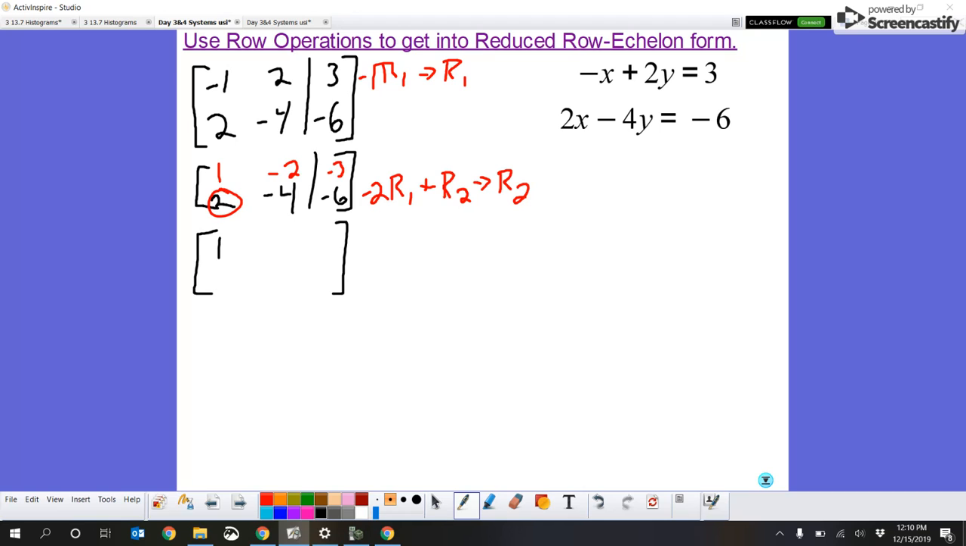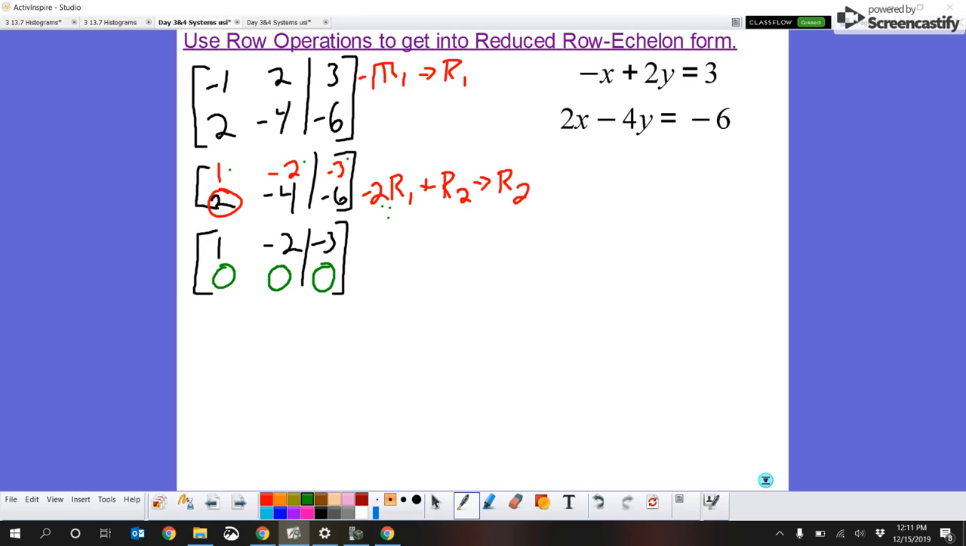Copy the top row. And negative 2 times 1 is negative 2, plus 2 is 0. Negative 2 times negative 2 is 4, plus negative 4 is also 0. Negative 2 times negative 3 is 6, plus negative 6 is 0. That whole row dropped out. There's no more of that row, which means we haven't been able to solve it.